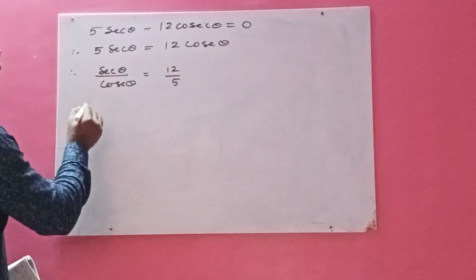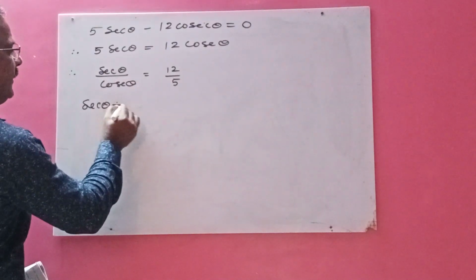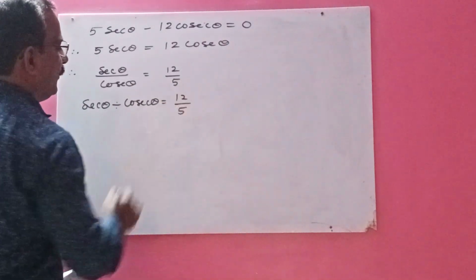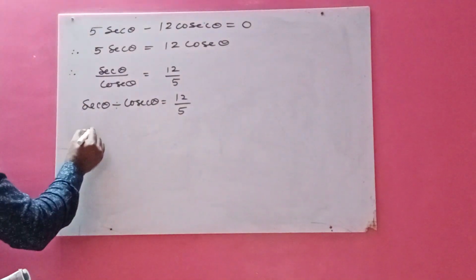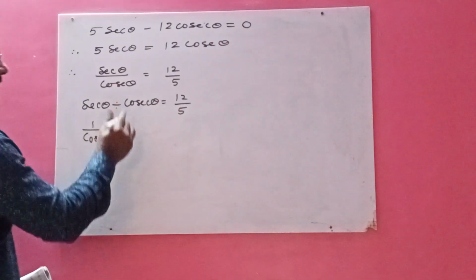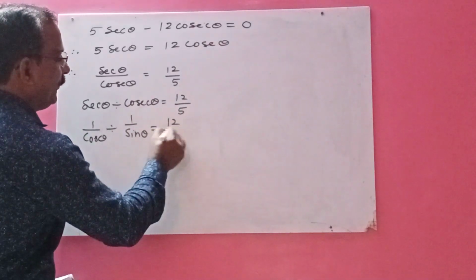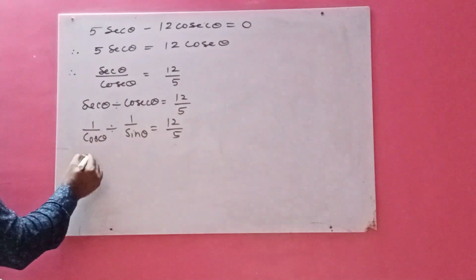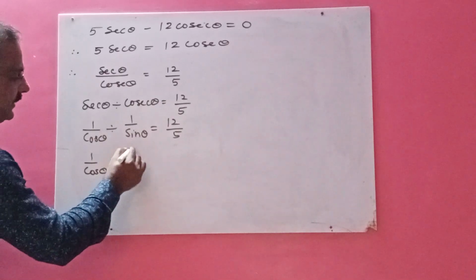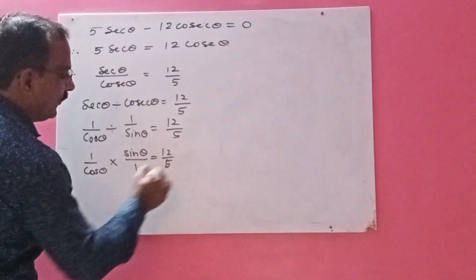I am writing this as sec theta divided by cosec theta equal to 12 upon 5. Sec theta, its reciprocal is 1 upon cos theta, divided by cosec theta, its reciprocal is 1 upon sin theta, equal to 12 upon 5. When you convert this division into multiplication, what will happen here? It becomes sin theta upon cos theta, which is equal to 12 upon 5.